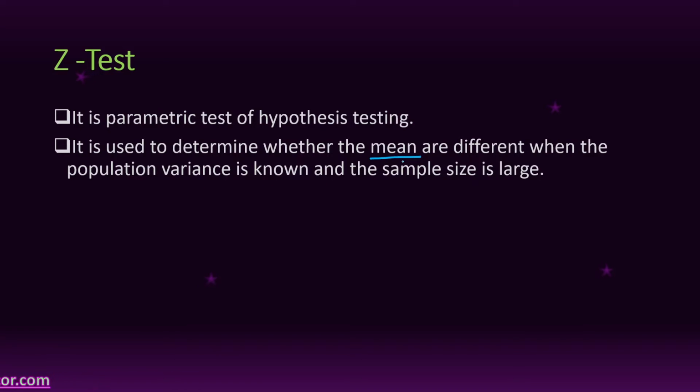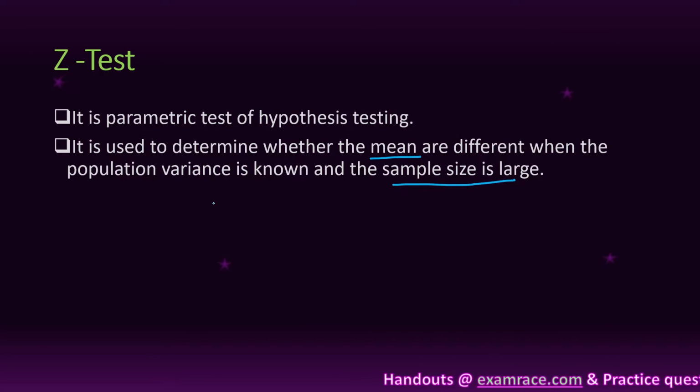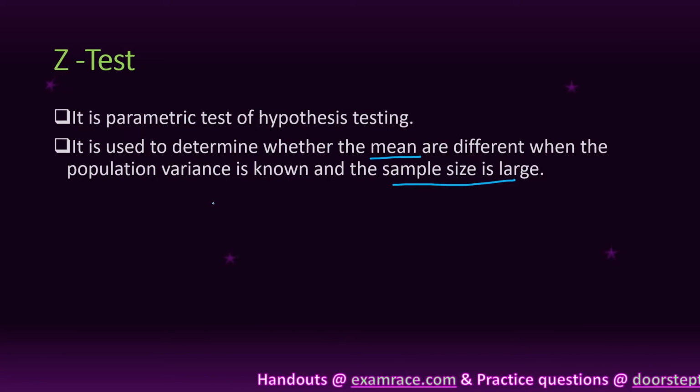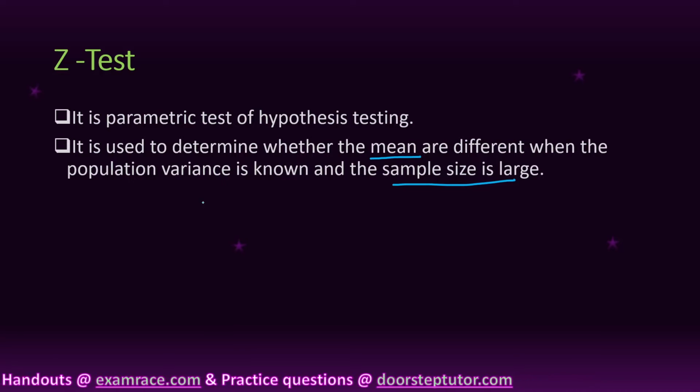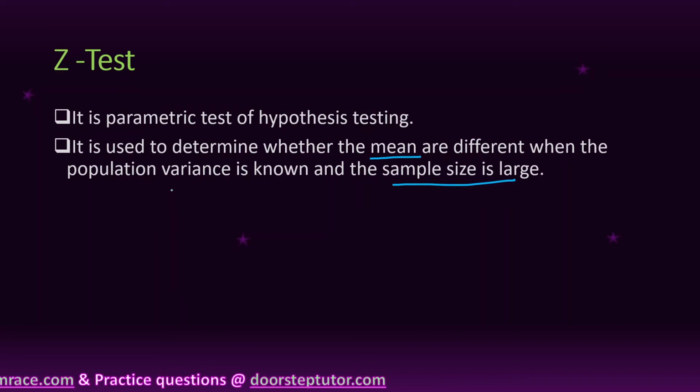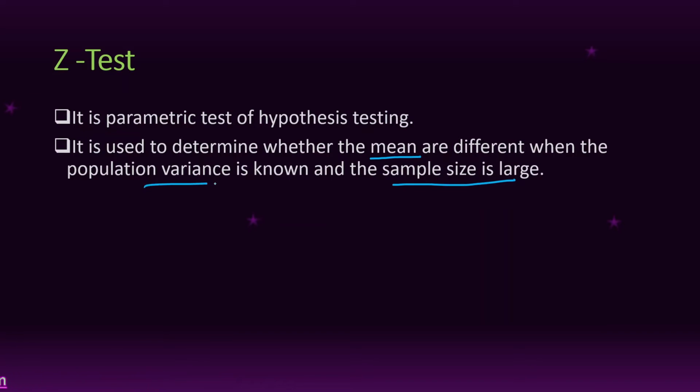But here the criterion is that the sample size is large. In the t-test, the sample size is small, that is less than 30. In the z-test it is large, that is greater than 30. In the t-test the population variance, or population standard deviation, is not known, but in the z-test the population variance is known. So this is the difference between z-test and t-test.